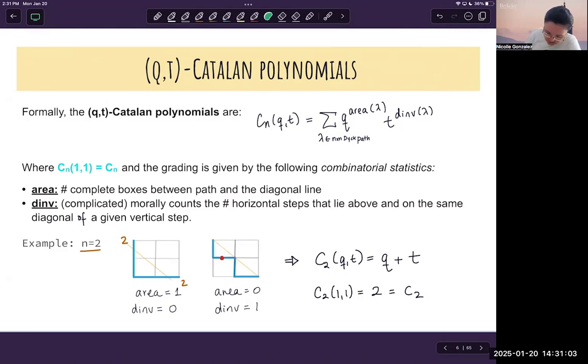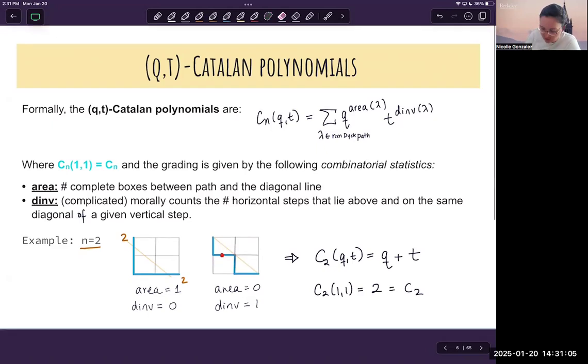And so when you do this, this allows you to compute essentially the coefficients, or the exponent, sorry, of q and t. All right, and you end up with a monomial, q to some power, t to some power, for every single path that you draw. So for example, when n equals 2, the second qt Catalan polynomial is, well, for this first picture, you get a q to the 1, a t to the 0. And for the second picture, you get a q to the 0, a t to the 1. So it's q plus t.